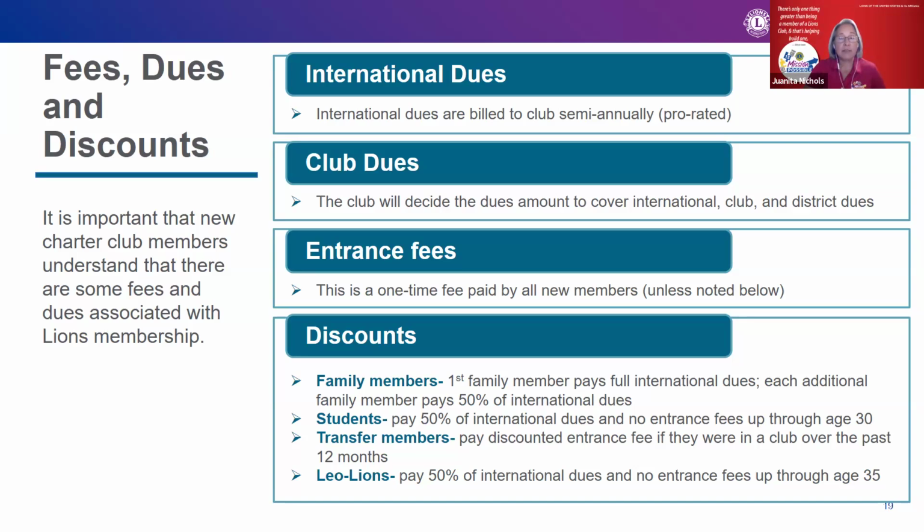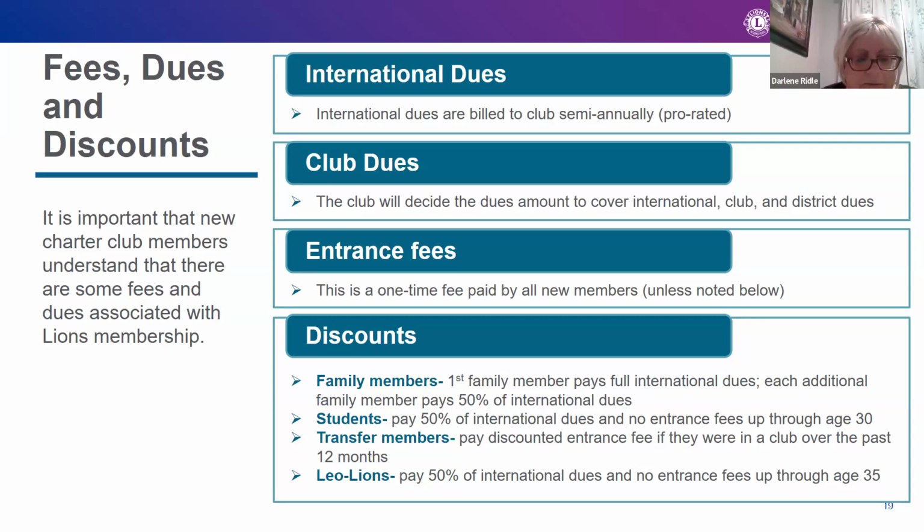If you want everybody to vote, then everybody has to pay the full dues. Students pay only 50% of the entrance fee up to the age of 30. Transfer members, if they've been in a Lion for the past 12 months, only pay, I believe it was $20 for the transfer fee. And of course, Leo Lions pay 50% of the international dues until the age of 35.